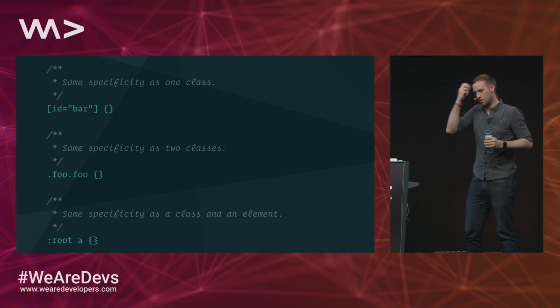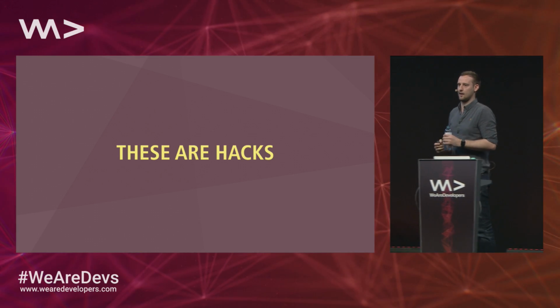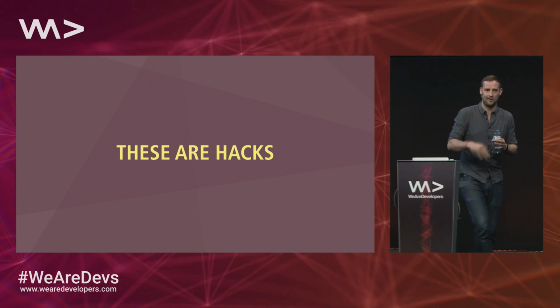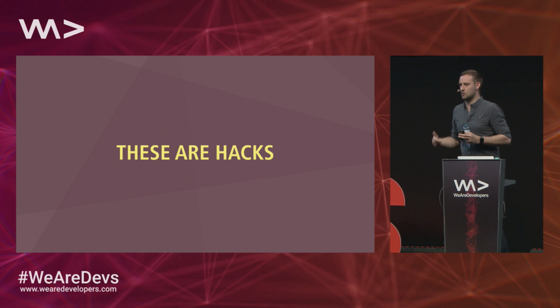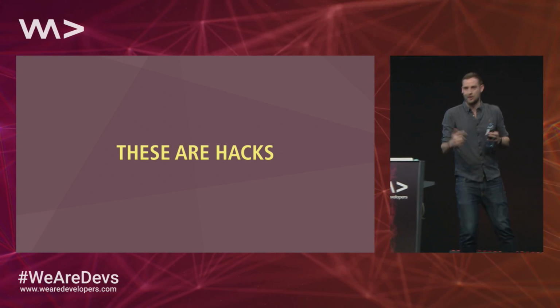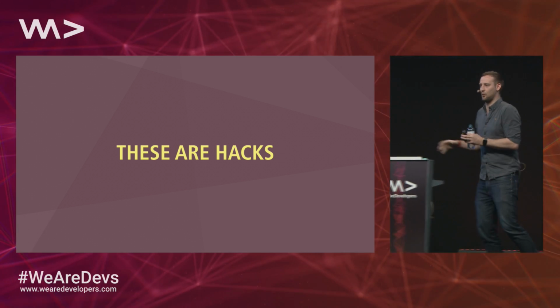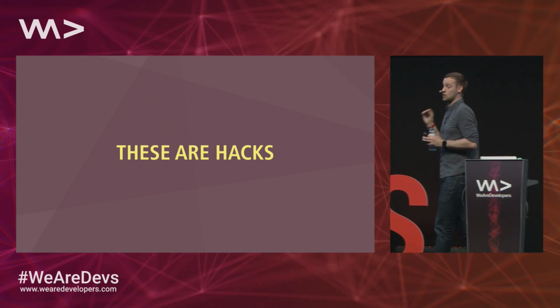Now, it's important to point out these are definitely all hacks, right? These are bad. Don't use them just because we can. A lot of people say, well, if we can select IDs using class worth of specificity, then maybe we should just use IDs everywhere again. And it's like, well, that's not what this is for. What this is for is getting yourself out of a tricky situation.